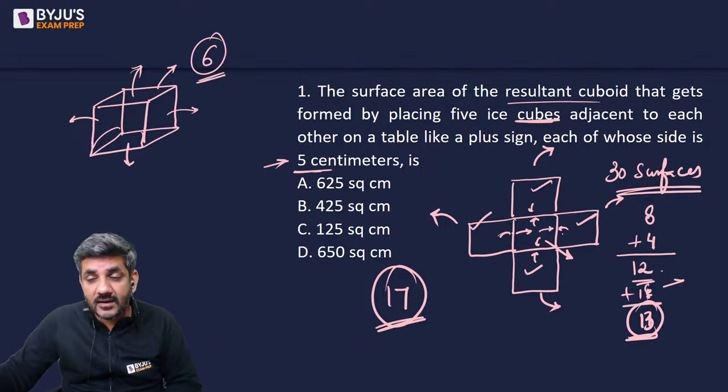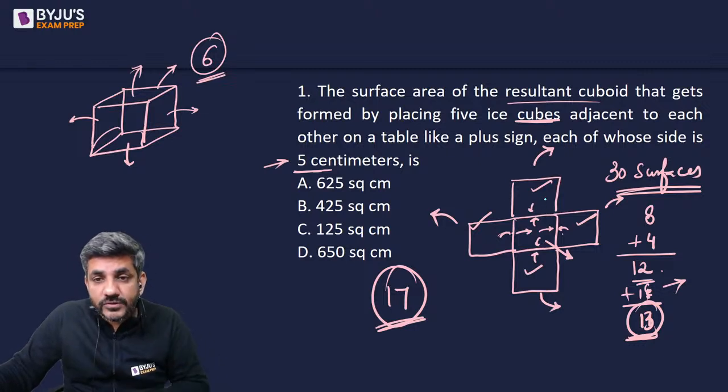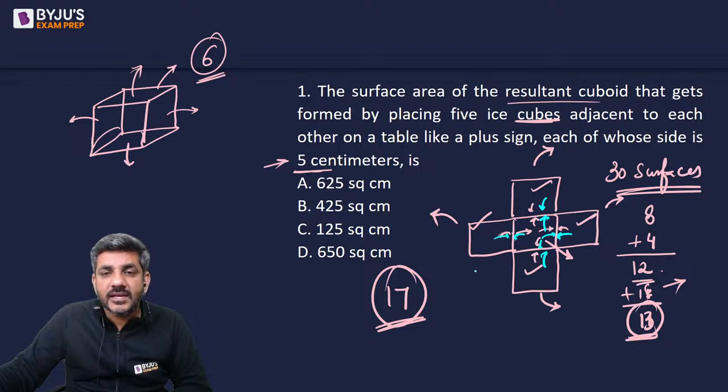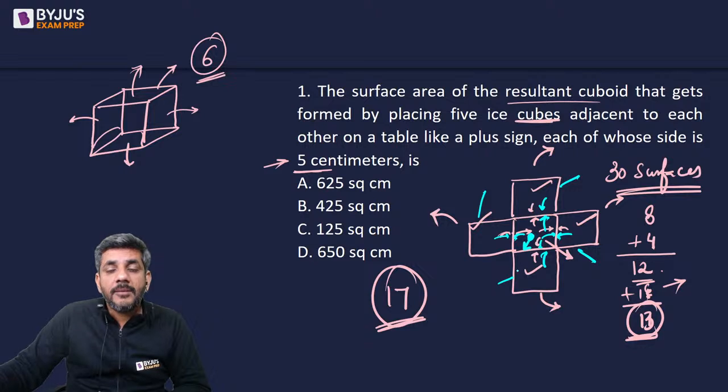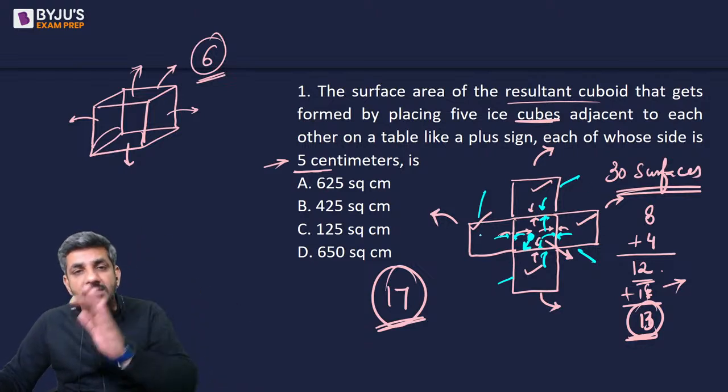I made a little mistake here, 12 plus 1 is 13, let me explain again. These two surfaces, this surface of this one and this surface of this one. Similarly, these two surfaces, similarly these two surfaces, and similarly these two surfaces. That makes it 8. The bottom surface of this, bottom surface of this, bottom surface of this, bottom surface of this, and the bottom surface of the middle cube. So 8 plus 5, 13 surfaces are not visible, 17 surfaces are visible.